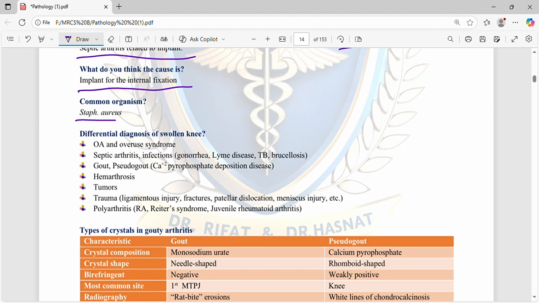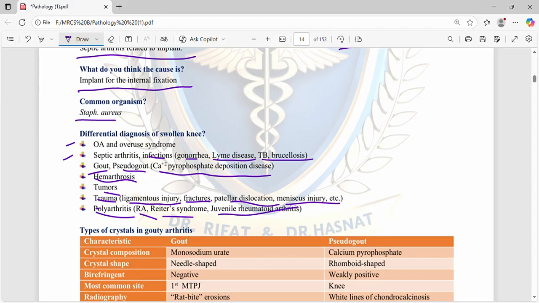Differential diagnosis of swollen knee: osteoarthritis, septic arthritis, infections like gonorrhea, Lyme disease, TB, brucellosis, gout, pseudogout, calcium pyrophosphate deposition disease, hemarthrosis, tumors, trauma, ligamentous injury, fractures, patellar dislocation, meniscus injury, etc. Polyarthritis: rheumatoid arthritis, Reiter syndrome, juvenile rheumatoid arthritis.